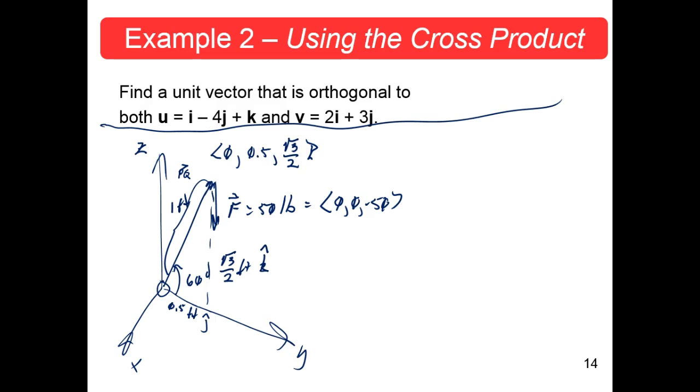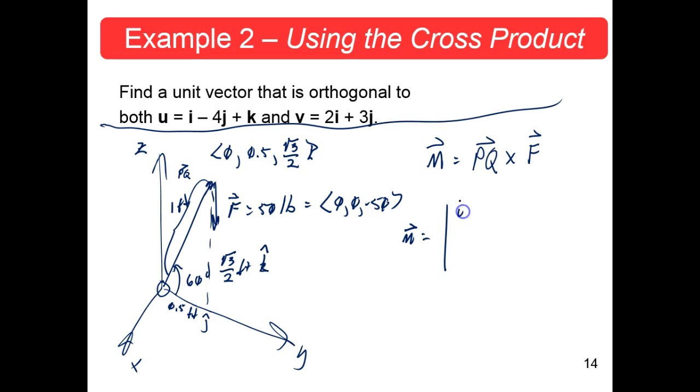Now it's asking to find the moment of the force about the point P. Well, their definition from before, the moment, which is a vector, is equal to the displacement cross the force. That's how they defined it. So they're asking for the moment of this force. It's going to be a vector.